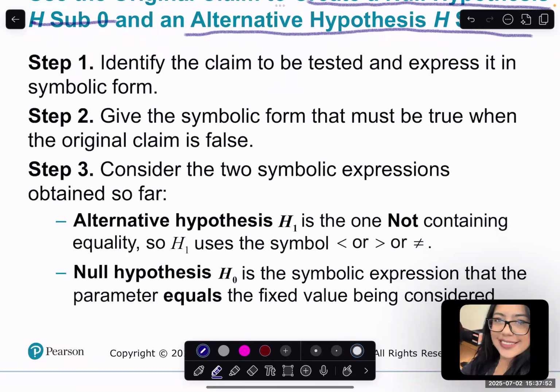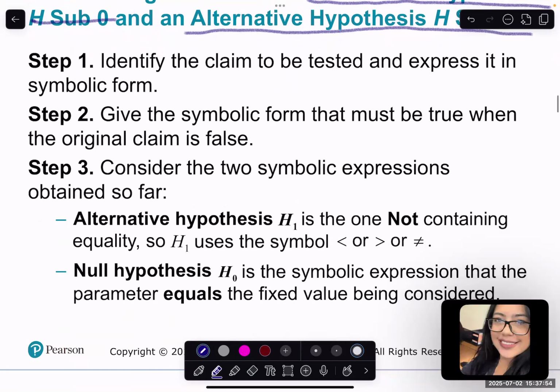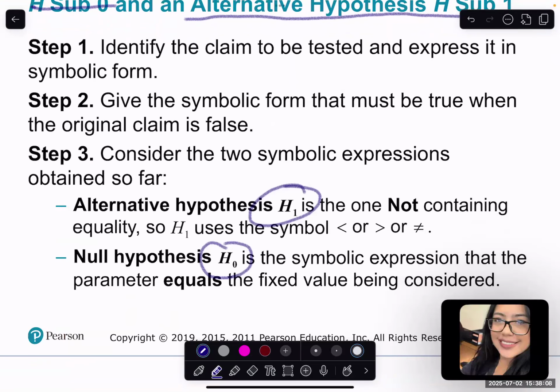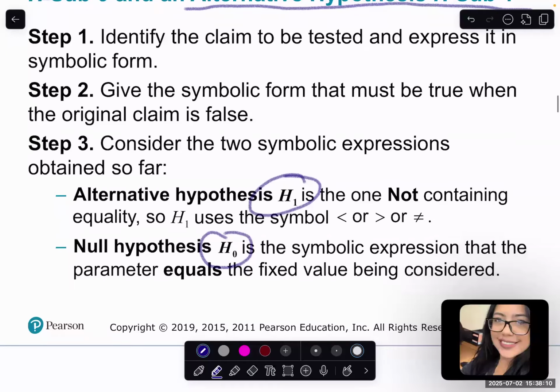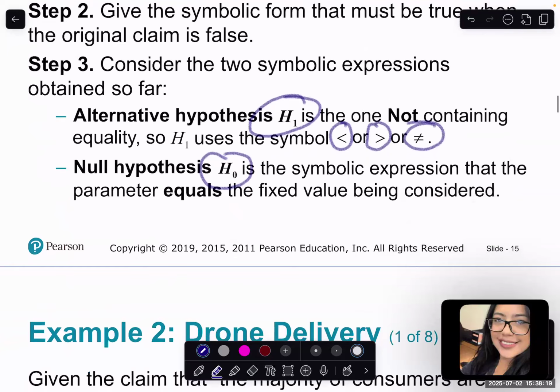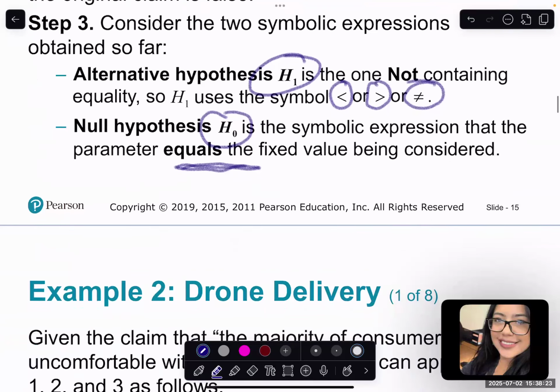We're going to give the symbolic form that must be true such that the original claim is false. We are going to consider the two symbolic expressions, H0 and H1. H1 is the alternative, H0 is the null. So remember, the alternative hypothesis will use less than, greater than, or not equal to. That must be the symbol. And H0 will always be the equality.